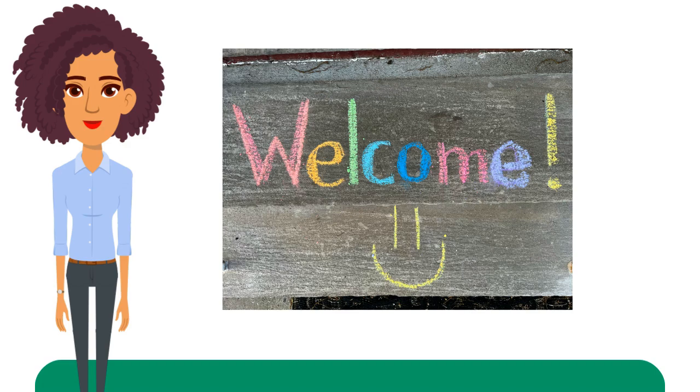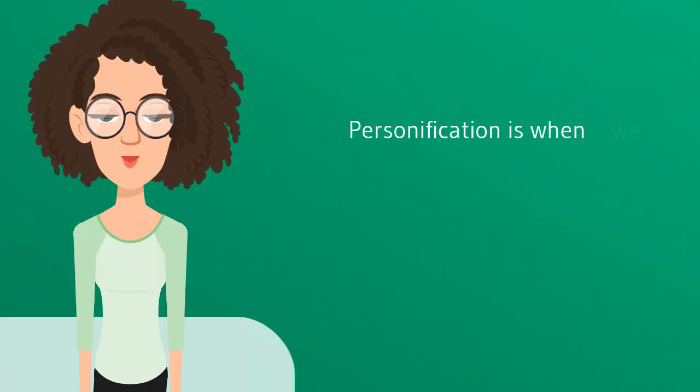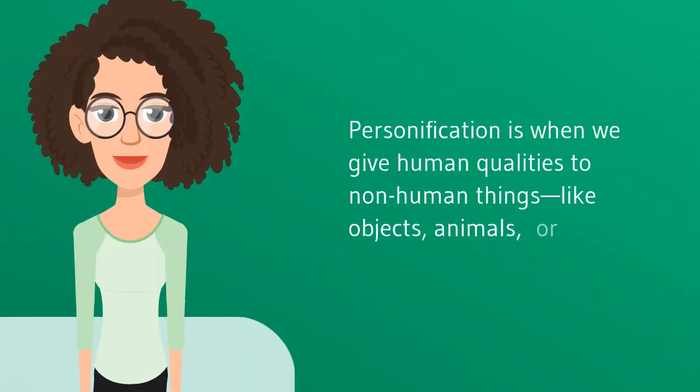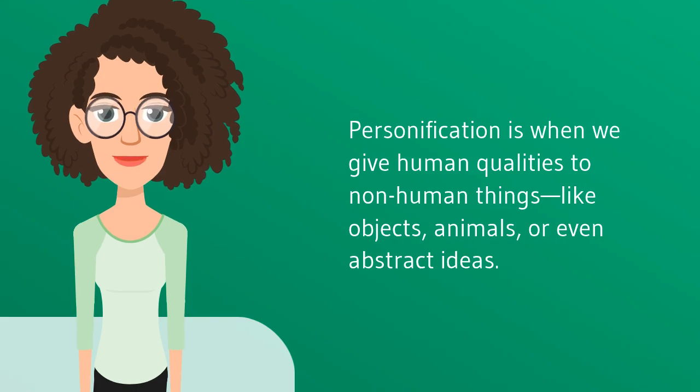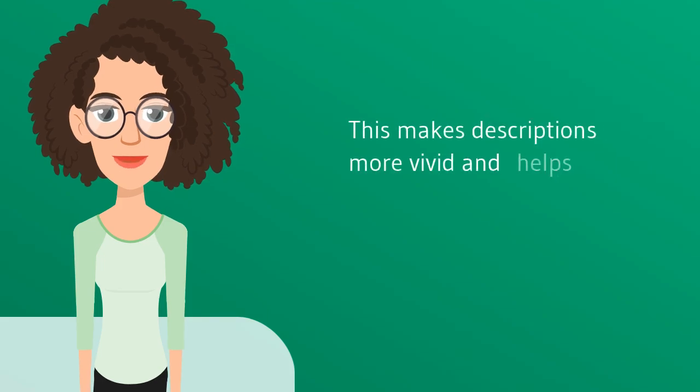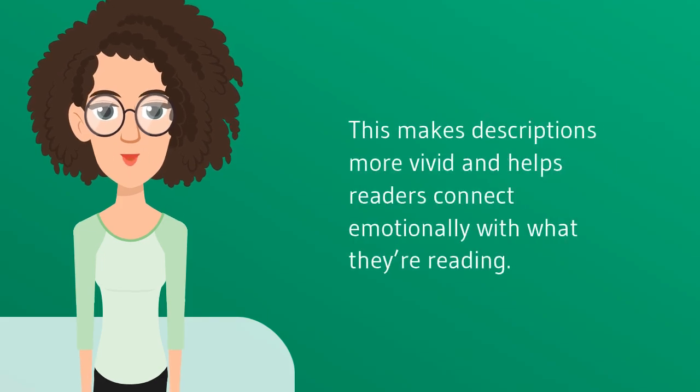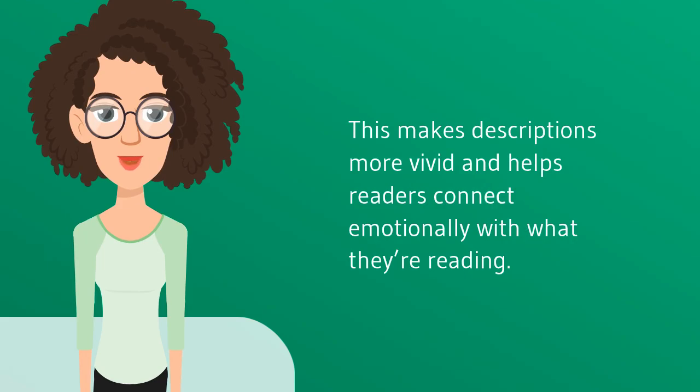Today, we're exploring one of the most imaginative literary devices used in poetry and storytelling, personification. So, what is personification? In simple terms, personification is when we give human qualities to non-human things, like objects, animals, or even abstract ideas. This makes descriptions more vivid and helps readers connect emotionally with what they're reading. Think of it like turning objects into characters with feelings, actions, and voices.